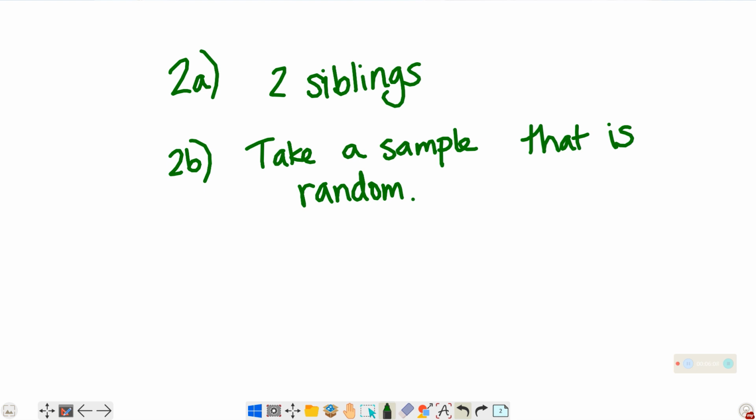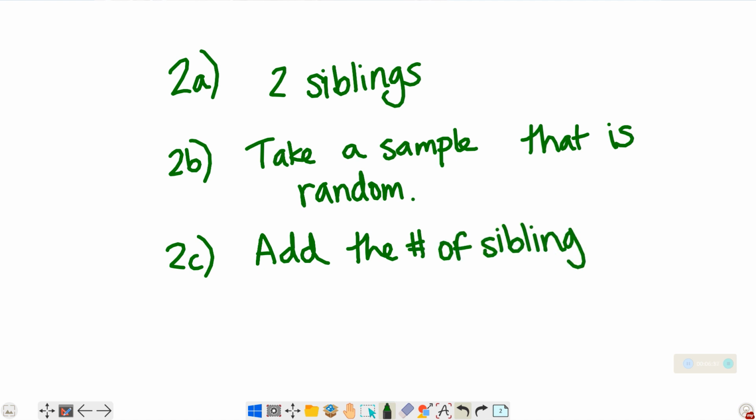C, suppose that you have now selected a random sample of students from your school. You have asked all of the students in the sample how many siblings they have. How would you calculate the mean? To calculate the mean, you add up your data values and divide by how many there are. In this case, your data values are based on the siblings. So you add the number of siblings, and the amount of data values is the amount of people you ask. So you're adding all the siblings, and then you are going to divide by how many people you sampled.